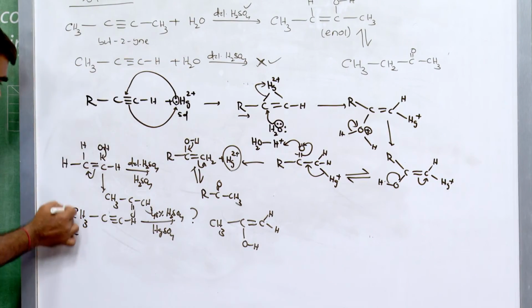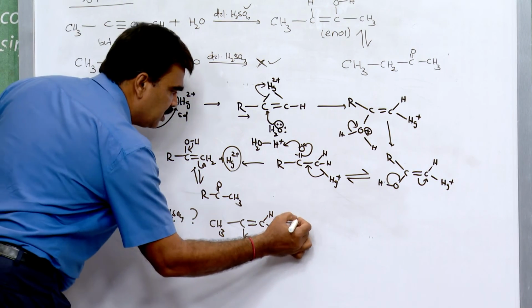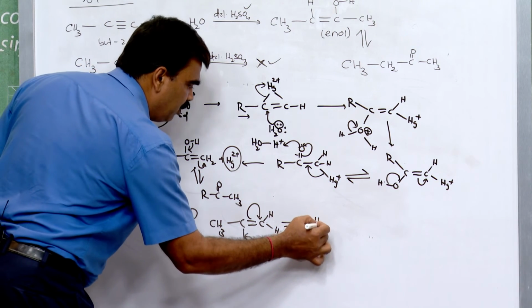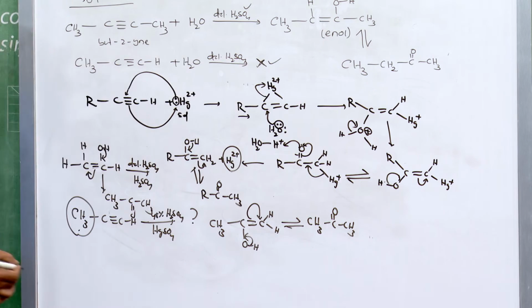Add the OH on the side where the alkyl group is, okay. Next it is tautomerized, it undergoes isomerization, that is tautomerization, and it will give you ketone, right? So these are the questions that have been frequently asked in CHS examination.